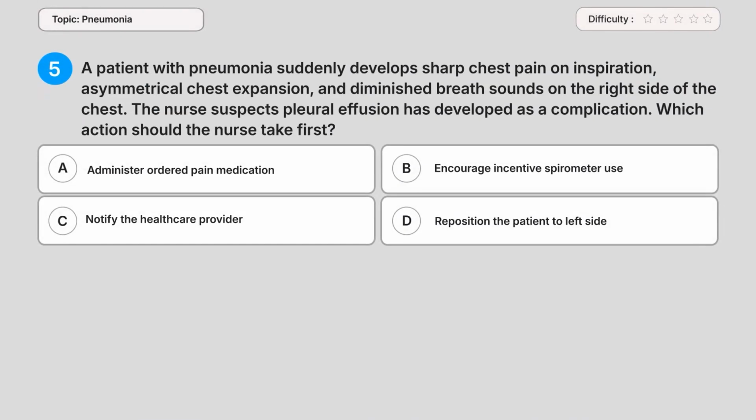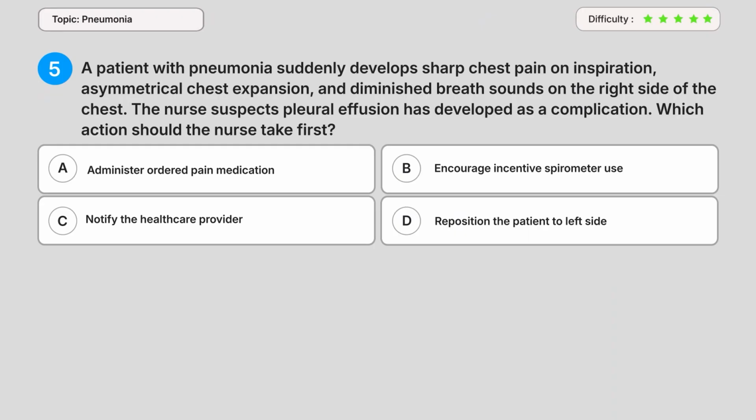Question 5. A patient with pneumonia suddenly develops sharp chest pain on inspiration, asymmetrical chest expansion, and diminished breath sounds on the right side of the chest. The nurse suspects pleural effusion has developed as a complication. Which action should the nurse take first?